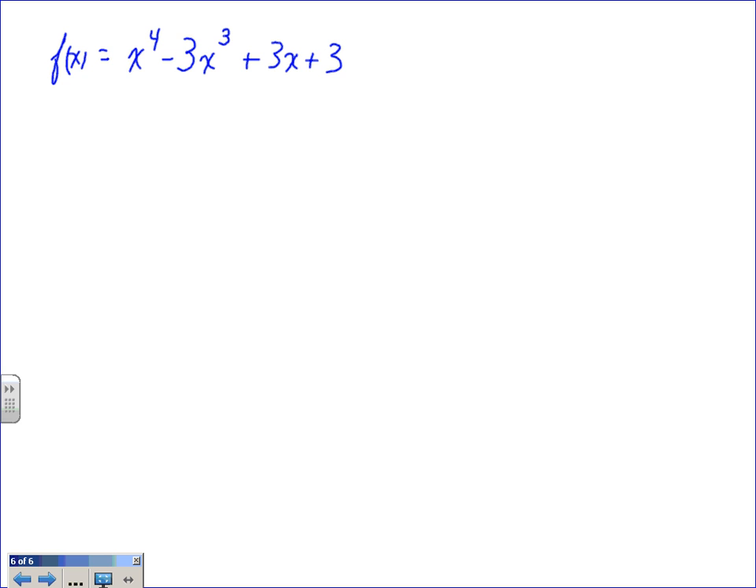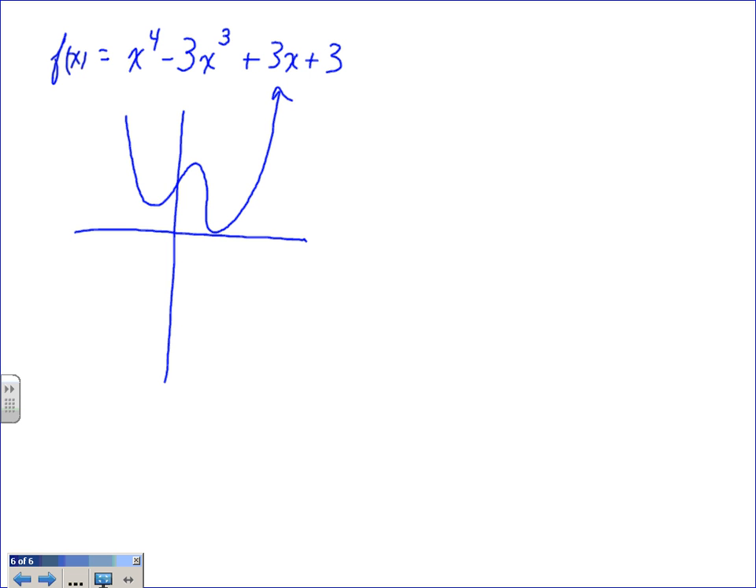So we'll go to our calculators and we'll put in y is equal to x to the 4th minus 3x cubed plus 3x plus 3. My calculator already is in a standard window. And when you graph it, and I'll just give a sketch. Comes down like this, up, down a little bit, and then up. And so that's what it should look like on your calculator.